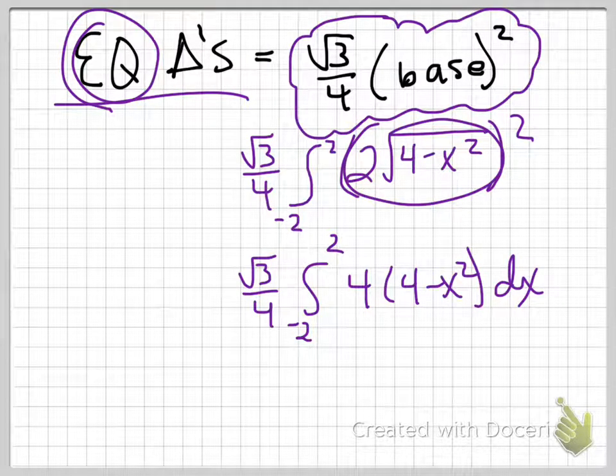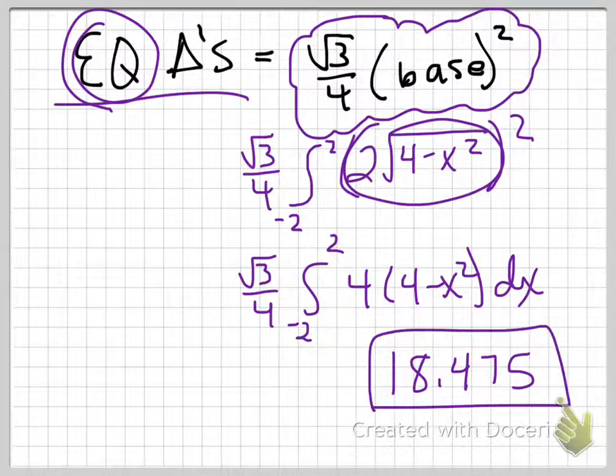So now you can work it out by hand, or you can use Math 9, and you're going to get an answer of 18.475 for this volume. Now notice, when we had squares and when we had triangles, we had no need for a pi. There is no revolution. It's just a cross-section, so there's no pi involved.